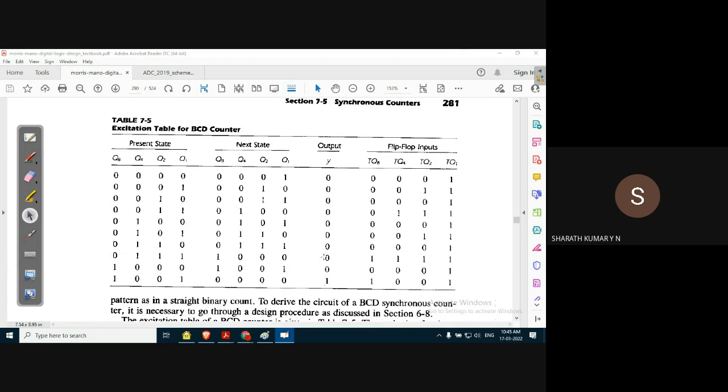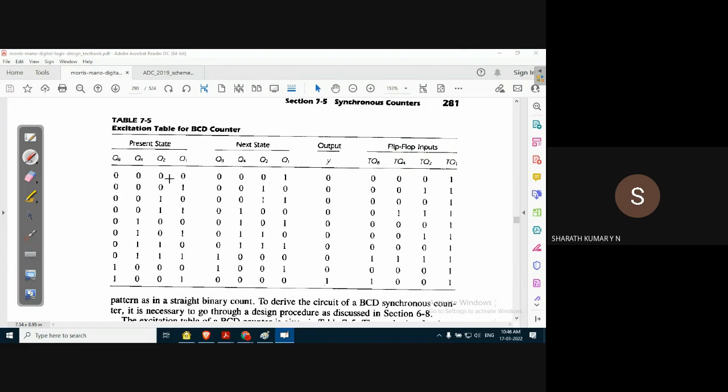For a T flip flop, there is only one input. There are four flip flops. The inputs are called TQ1, TQ2, TQ4, and TQ8. Why Q8, Q4? Because of position: 8, 4, 2, 1. Very simple. Now let us understand how we get this input.